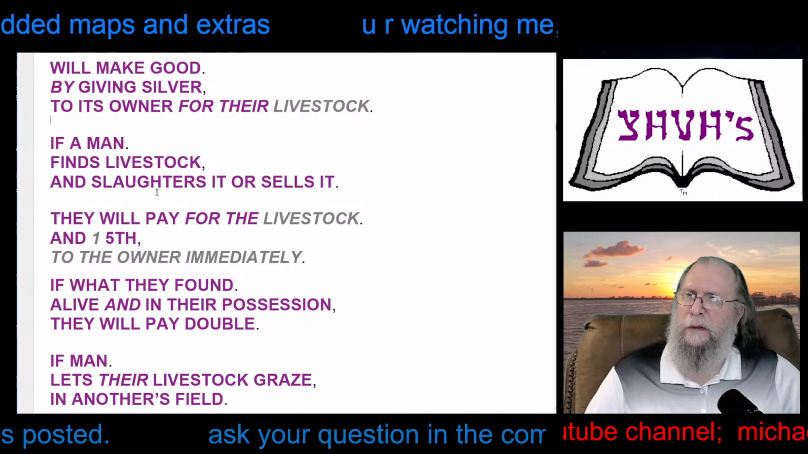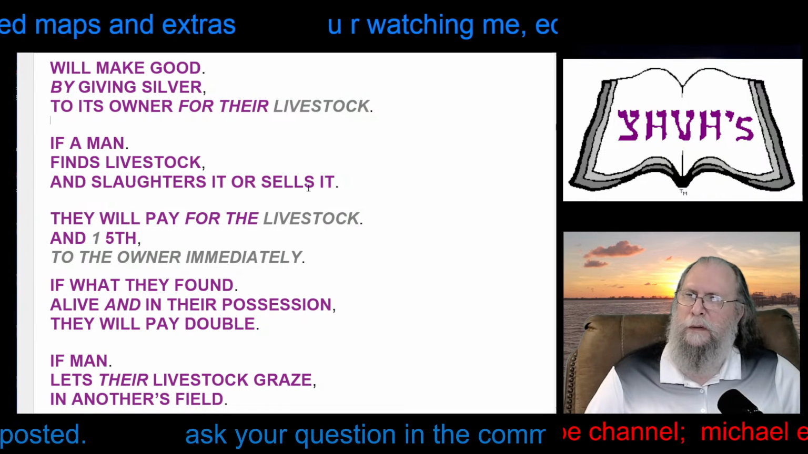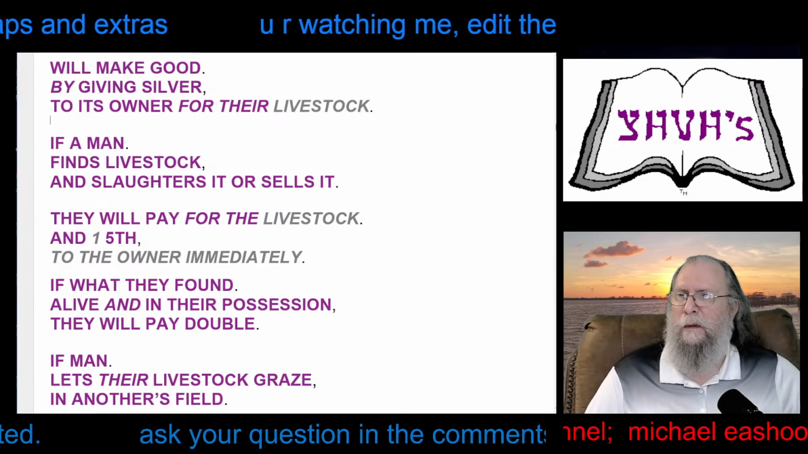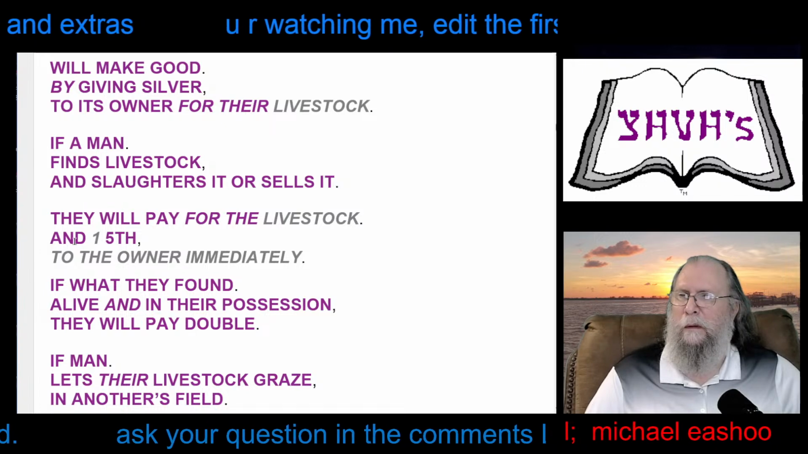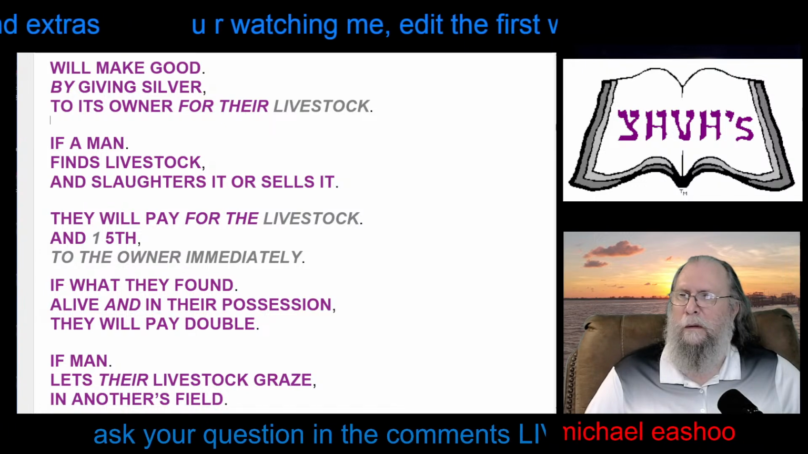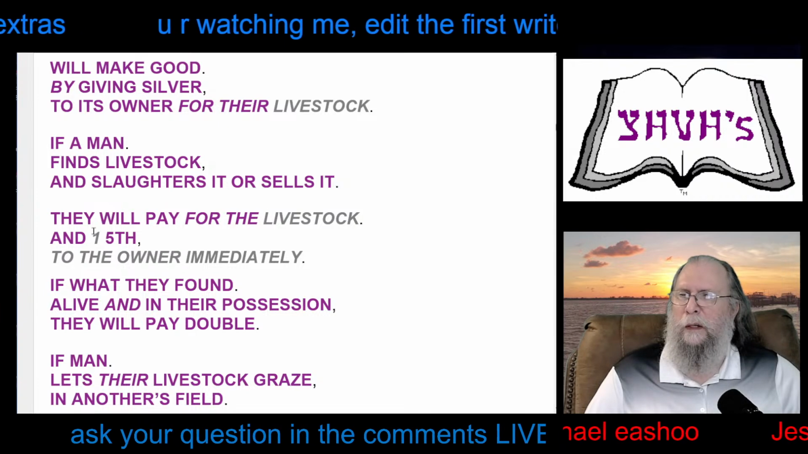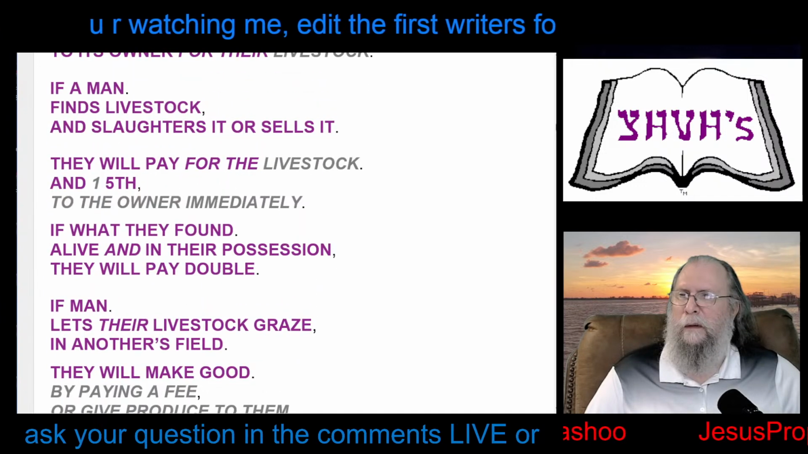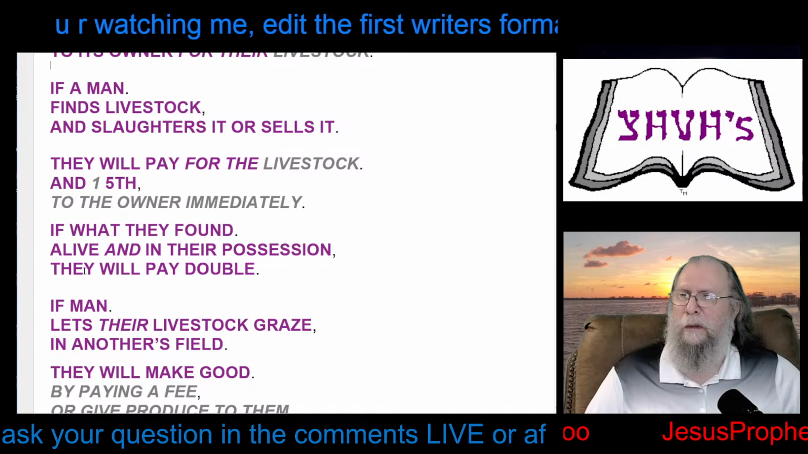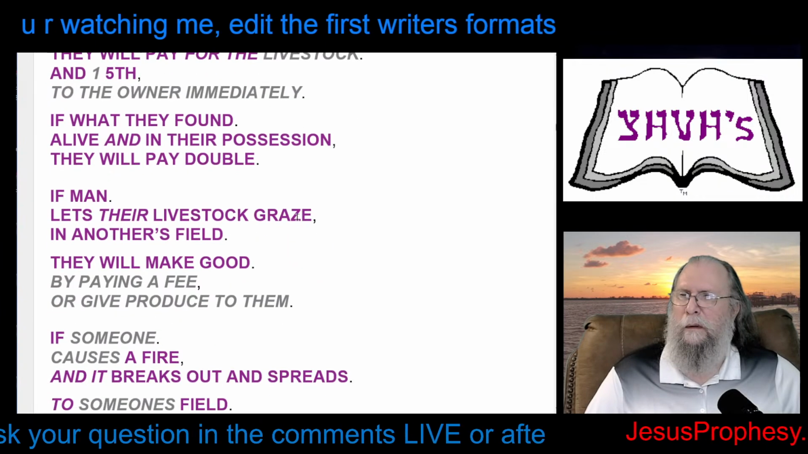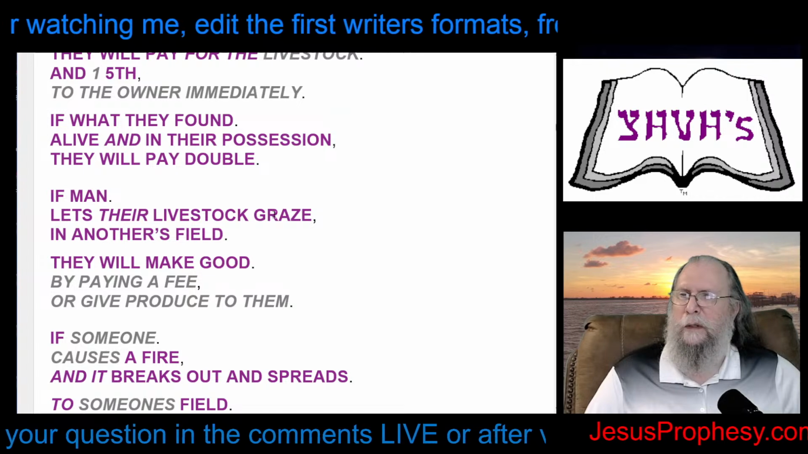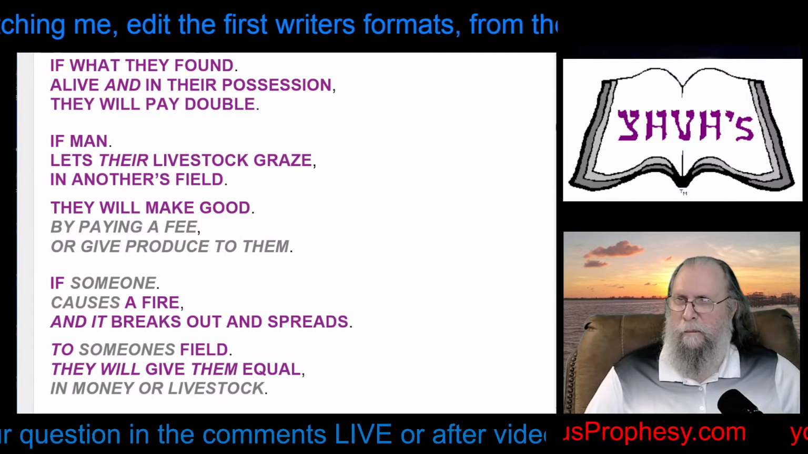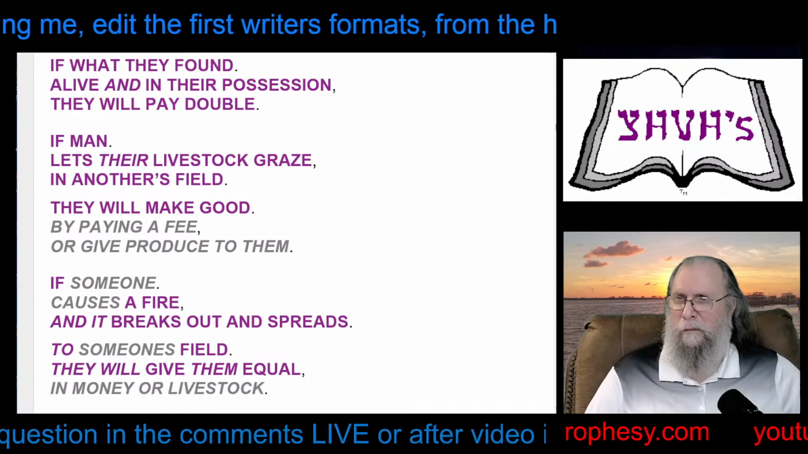If a male finds livestock and slaughters it or sells it, they will pay for the livestock and one fifth to the owner immediately. If what they found is alive and in their possession, they will pay double. If a man lets their livestock graze in another's field, they will make good by paying a fee or giving produce to them.